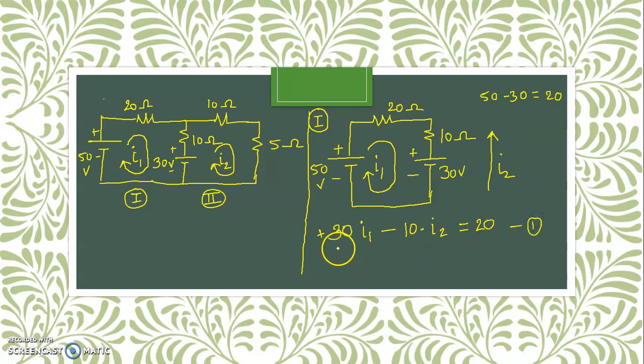So 30 I1, 20 plus 10, because through these two resistances we have I1 current flowing. So it is 30 I1 minus 10 I2. It means only through this 10 ohm resistance we are getting the flow of current I2. So it is in opposition, therefore it is with the negative sign. So minus 10 I2 equal to: positive to negative is negative, minus 30; negative to positive is positive, so plus 50. Plus 50 minus 30 gives you 20, and therefore it is equal to 20, expression 1. Okay. Now in a similar way we have to write the expression for loop number 2.